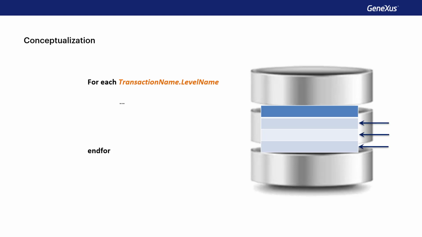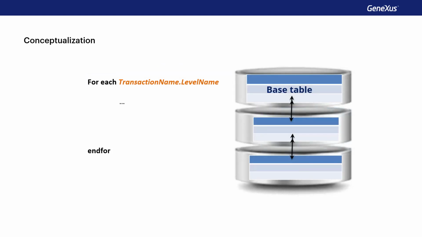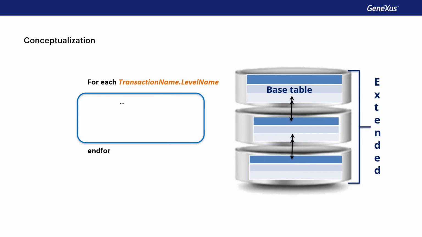The for each command is used to run through each record of a table and perform an action with its related data. To do so, we indicate the name of the transaction level whose associated table we want to run through. This level indication is called the base transaction of the for each command. From that level, Genexus will infer the table to run through, which is called the base table of the for each command. The set of attributes between for each and endfor must belong to the extended table of the base table to run through.